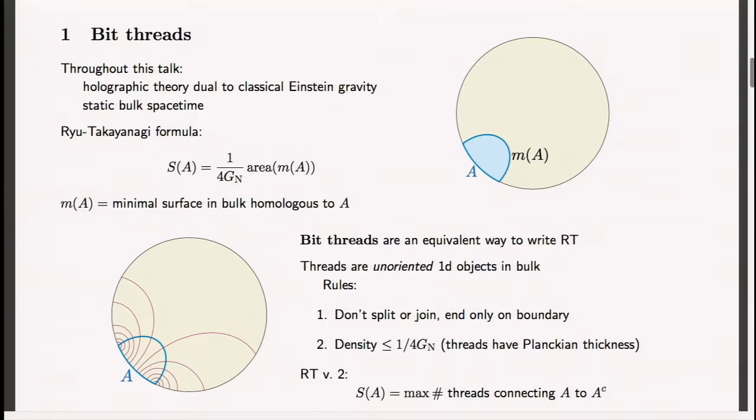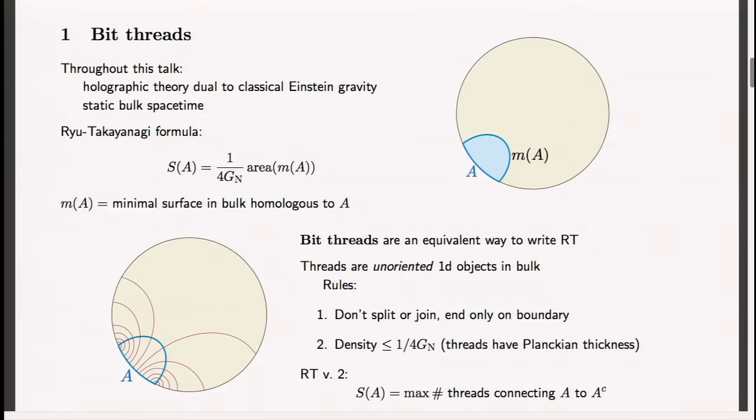And they're rules which are what connect the bulk geometry to the information theory, okay? The rules are simply that the threads don't split or join, and they don't end anywhere in the bulk. So every thread, if it has endpoints, I mean, you could have little loops, but they don't really play any role. But if it has endpoints, those endpoints are both on the boundary. You could also have a horizon, and they could end on the horizon also. I'll talk a little bit about that later.